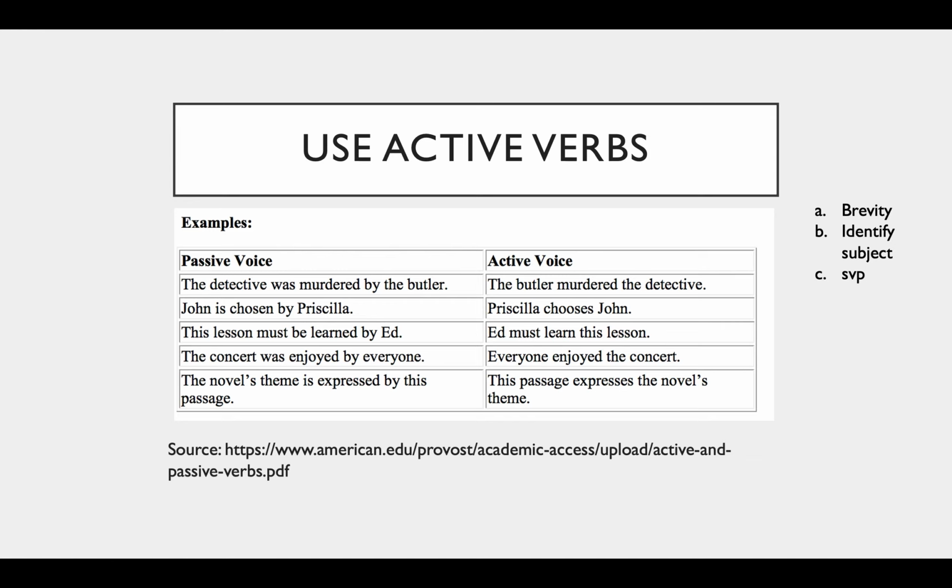Same thing with the second sentence. John is chosen by Priscilla. We want to identify the subject, which would be Priscilla. And then the verb, which is chooses, and then John would be the predicate. So the subject, Priscilla, verb, chooses, predicate, John. And you'll find that when you compose sentences in an active sense, your sentences will flow, they'll be crisp, they'll have this sort of action and force and momentum to them that makes reading the essay really quite pleasurable.